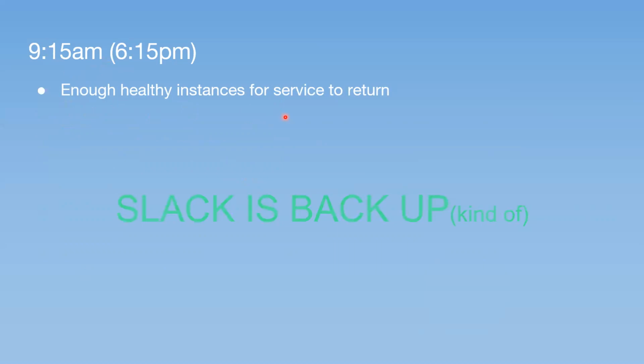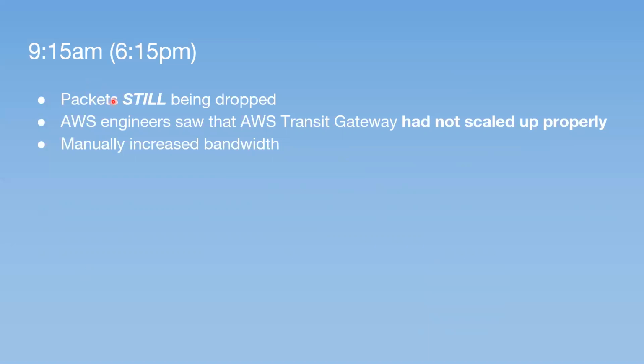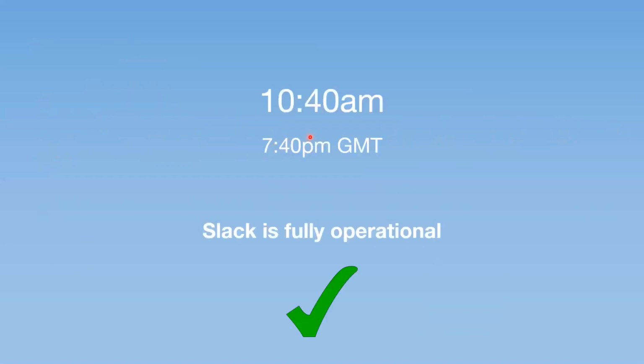So Slack is back up, but kind of, because the packets are still being dropped. The issue that started at the beginning was still there. There was still packet loss happening. And it turned out the AWS engineers noticed in their internal monitoring that the AWS Transit Gateway had not scaled up properly with the load. And this is why they would have the packet losses. So they manually increased the bandwidth, and that took until 10:40 a.m., so 1.5 hours. At 10:40 a.m., Slack was fully operational.